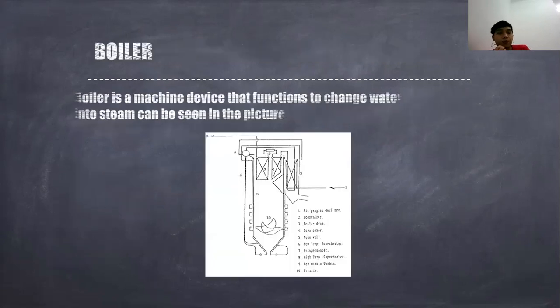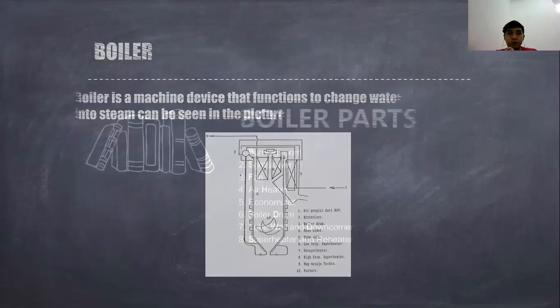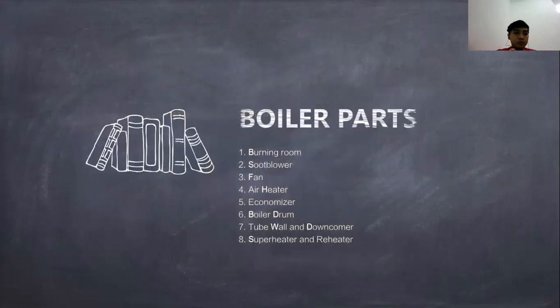Boiler. A boiler is a machine device that functions to change water into steam, as can be seen in the picture. Boiler parts. First, combustion chamber. The combustion chamber is the part of the boiler that serves as the place for the combustion process between the fuel and air.